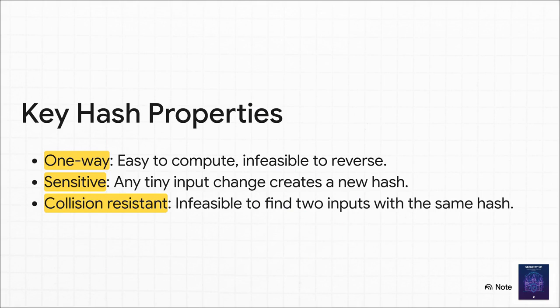First, they're a one-way street. It's super easy to make the fingerprint from the data, but it's impossible to go backwards and recreate the data from the fingerprint. Second, if you change anything at all in the original data, even just a single comma, you get a completely different fingerprint. And finally, it's practically impossible to find two different messages that happen to produce the same fingerprint.